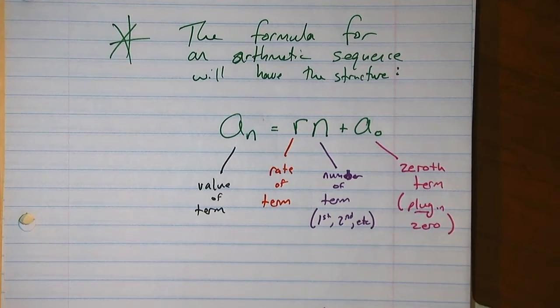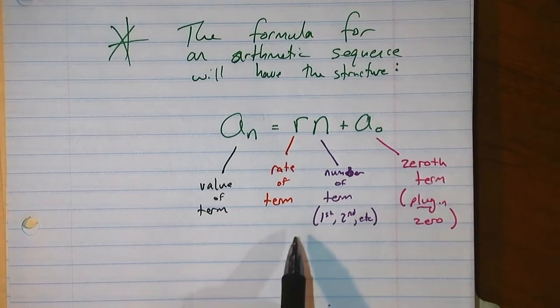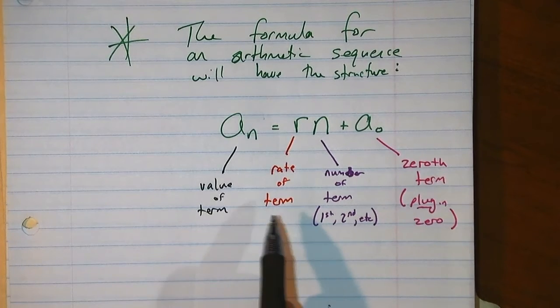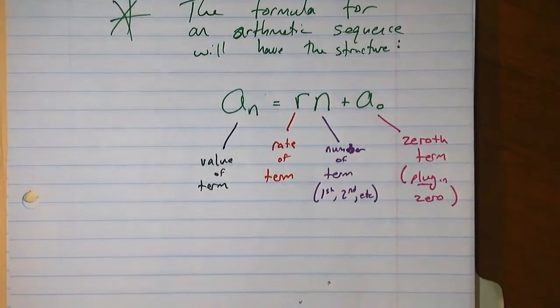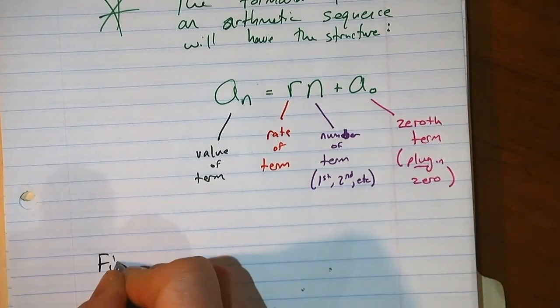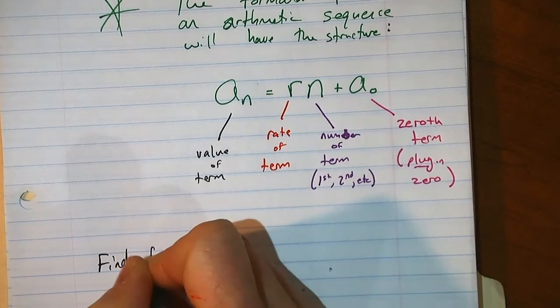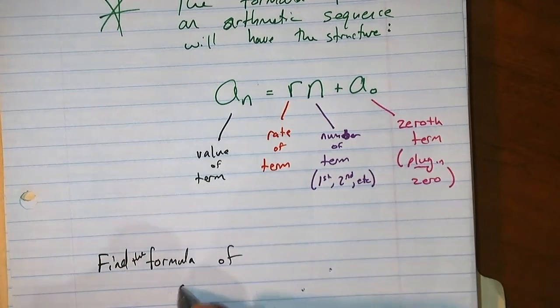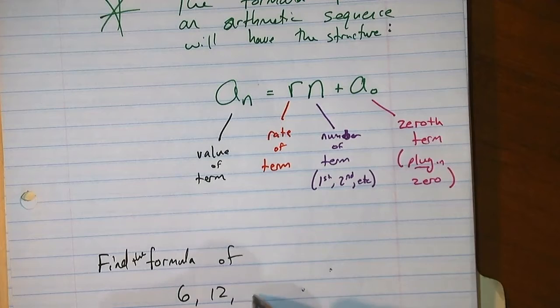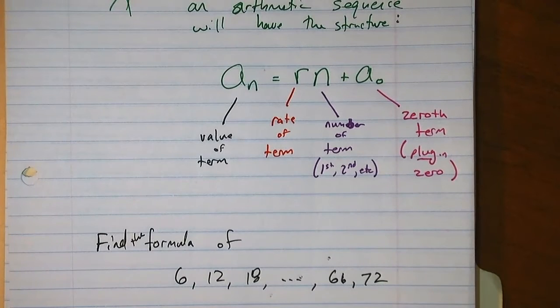So with all of this done, I am going to add one more little statement right here in just a minute. But before I add that statement, I want to look at the sequence that we just considered and see if we can find its formula. So now let's find the formula of our sequence: 6, 12, 18, ... 66, 72. Okay, let's do that.